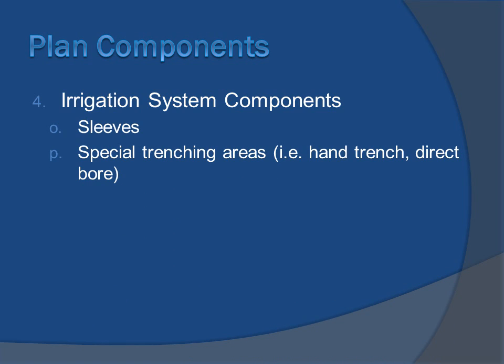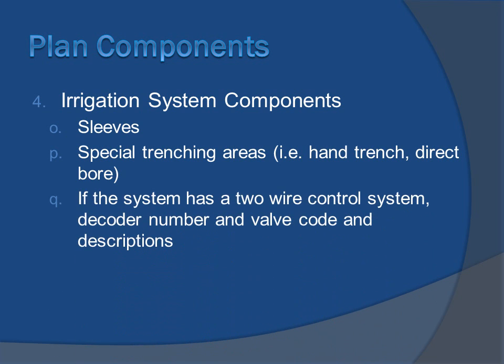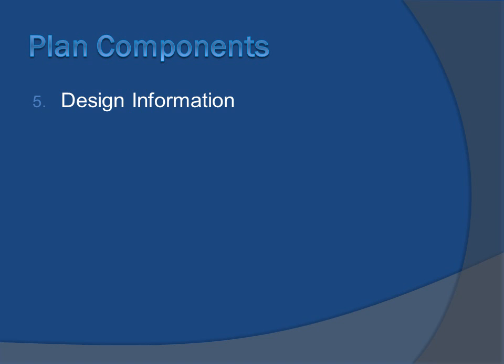Special trenching areas, if you got a hand trench or direct bore, you would note that on your plan. Hopefully you don't have to do any of that. If the system has a 2-wire control system, decoder number, and valve code and descriptions, that's a whole different ball game within irrigation. It's cool, it saves money on the wire, but it's expensive. It's mainly going to be used probably a lot in commercial systems now, not so much with residential right now. Design information. Estimated gallons per minute at the point of connection.